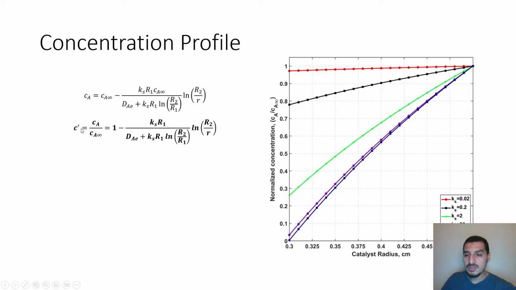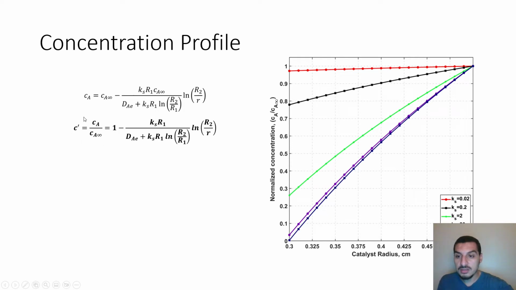So if you divide C by C infinity, then you have a concentration here that will have a maximum value of 1. So it's going to have a very limited value, and the minimum value would be 0 if you have CA equals 0. It's not going to be negative, of course. So C dash will have a value of 0 to 1.